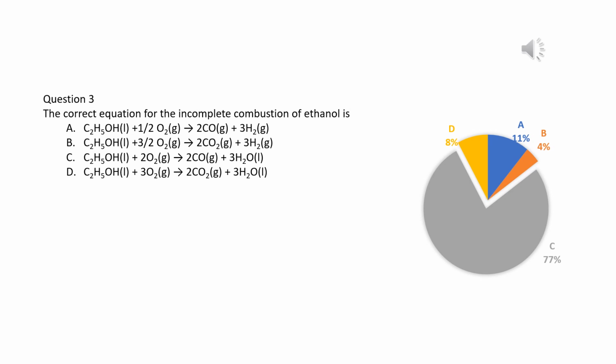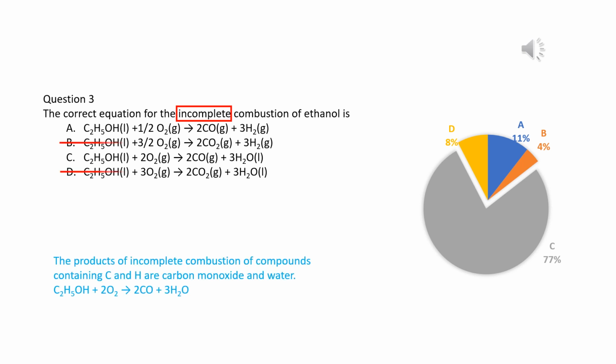Carbon monoxide is a product of incomplete combustion, so both B and D are ruled out. Only the equation in C is balanced, so C is the correct answer.